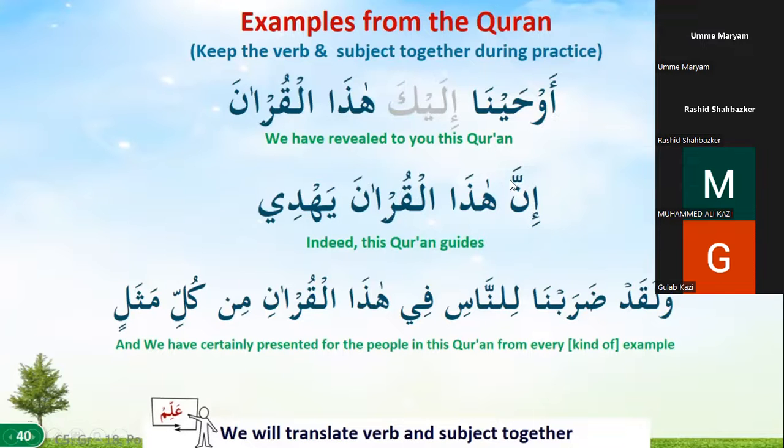Inna hadha, after inna, it will also be in Nasab state. Inna hadha al-Quran yahdi. Indeed, this Quran guides. This Quran, and because of the inna, the Quran is in the Fatha state, right? Haza will not have any changes happening, even if it is coming after inna, but the pair of haza with the noun will have the changes.